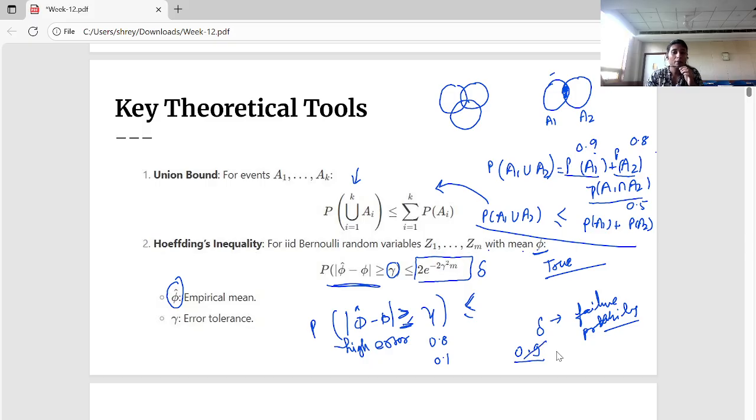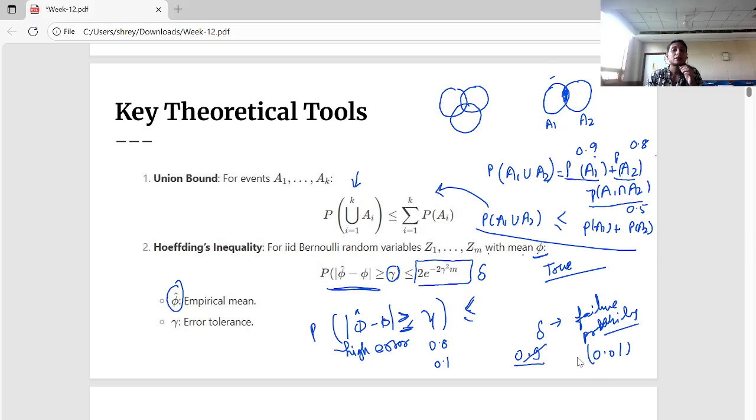Now this probability, let's say, is 0.01. So it means the probability of failure is 0.01. It means the probability of this high error is less than 0.01. So there are fewer chances of this high error, right? That's why we wanted to calculate this probability, how much the empirical error differs from the mean error.